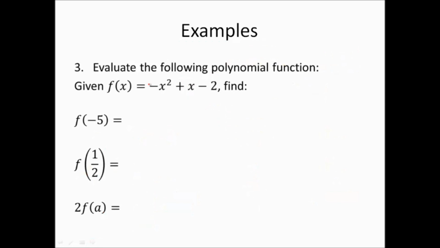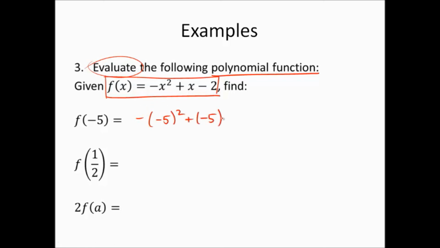And you might also be given a polynomial function. We have seen this notation before, so you're basically evaluating this function. So if you had f of -5, that would be taking -5 squared plus -5 minus 2. That's 25 minus 5 minus 2, which is 18.